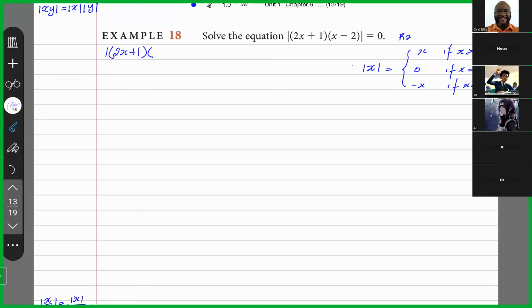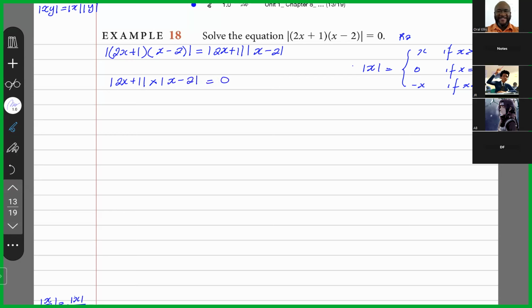multiply by x minus 2. Results 2 is saying essentially that this is equal to the mod of 2x plus 1 multiply by the mod of x minus 2. So therefore, this is saying that the mod of 2x plus 1 multiply by, let's put in the multiplication sign, the mod of x minus 2 is equal to 0. So that is what 18 is saying.